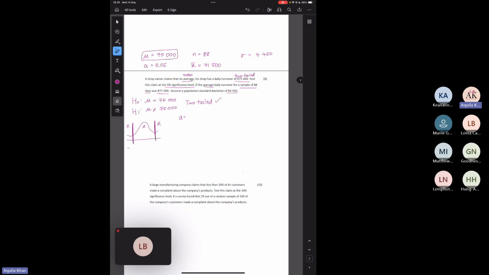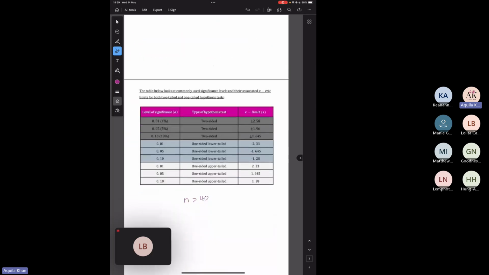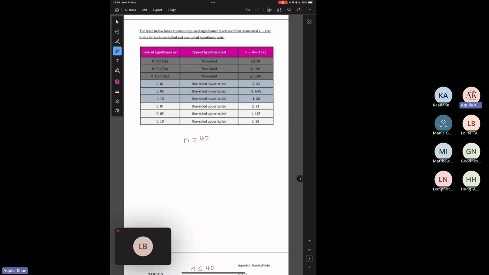Sorry, I just want to remove that. So we're taking that to our table, and we know that alpha is 0.05, and we know that it is a two-tailed test. So the two-tailed section of the table is the dark gray shaded area, and 5% is here. It is the second one in the table.